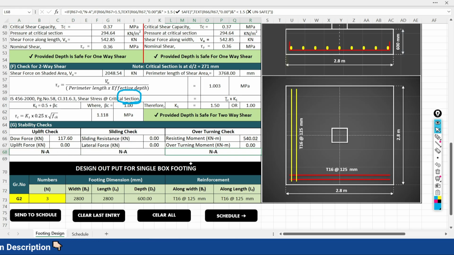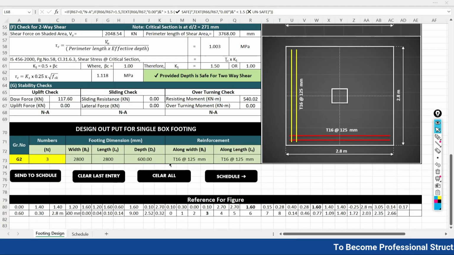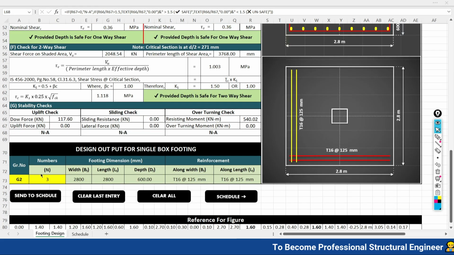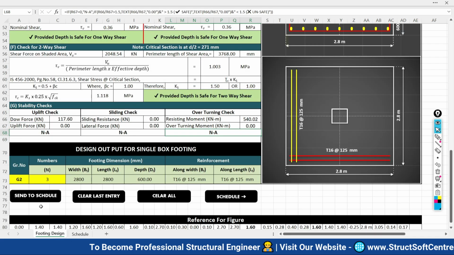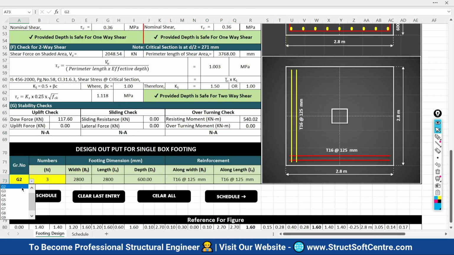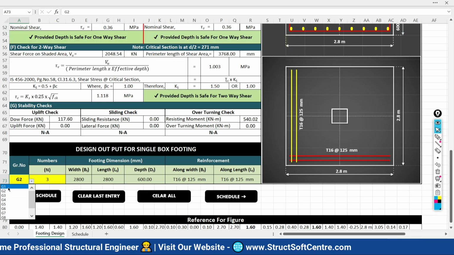So this particular Excel sheet is capable of performing the stability checks as well. So finally, what is the smartness of the Excel sheet? You can prepare your schedule. So go to your schedule, and this is your schedule list. Coming back to your design, suppose this is group 1. I would like to write here group 1.